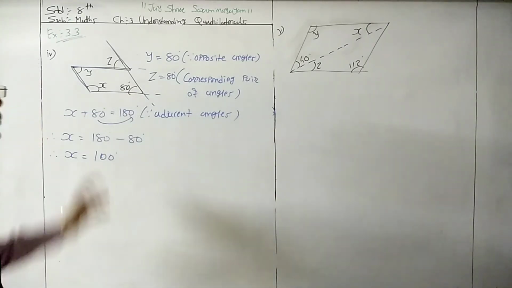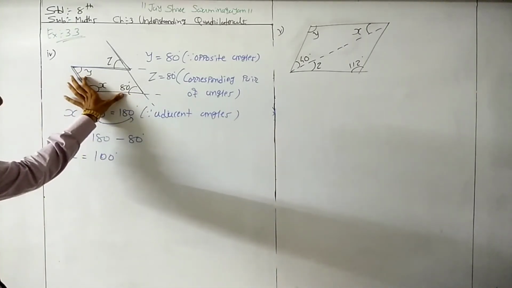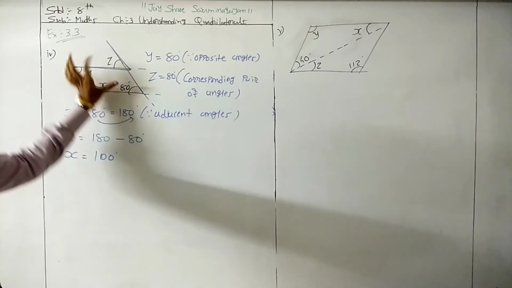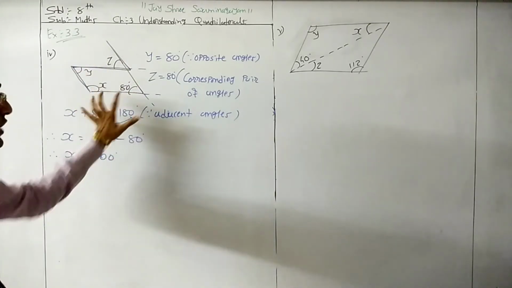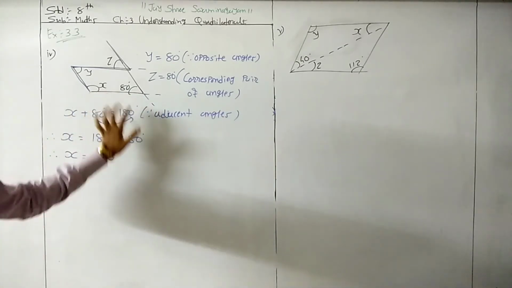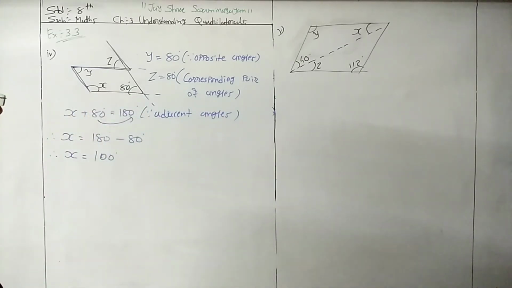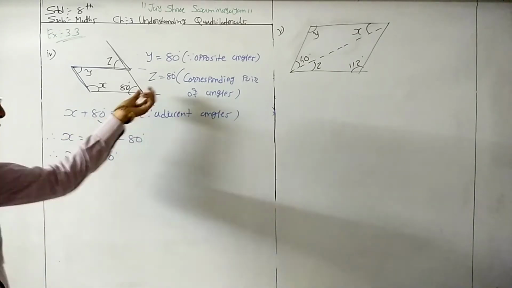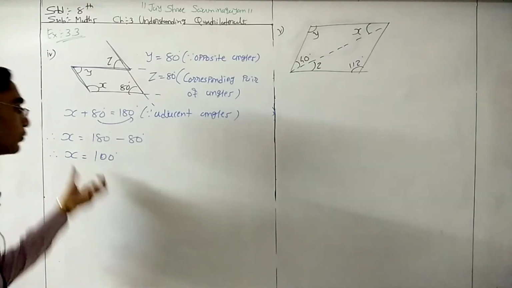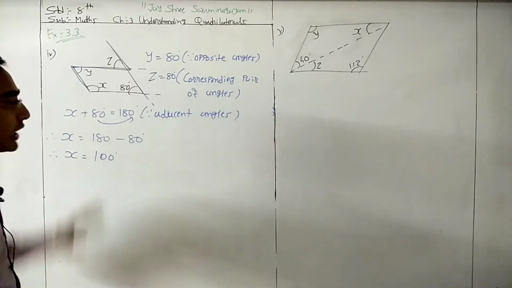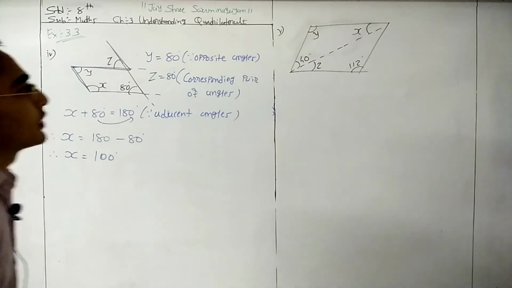Okay. Again I repeat this thing. Y is equal to 80 degree because opposite angles are equal. Z is equal to 80 degree because corresponding pair of angles. Then for the adjacent angles, x plus 80 degree is equal to 180 degree. Adjacent angles are supplementary, right? That's why. Now transfer this 80 degree to the right hand side, it becomes minus 80 degree. So finally you will get the value of x. X is equal to 100 degree.